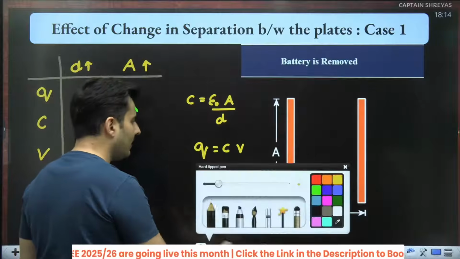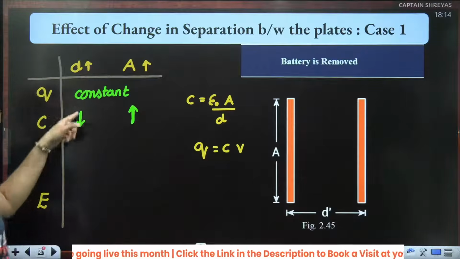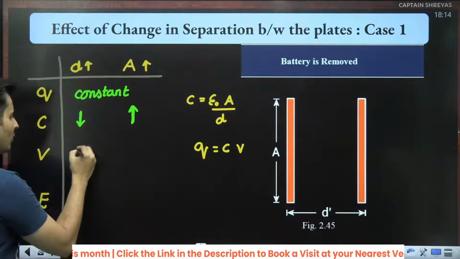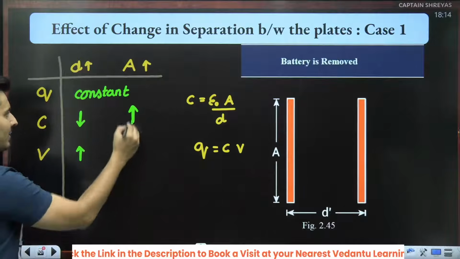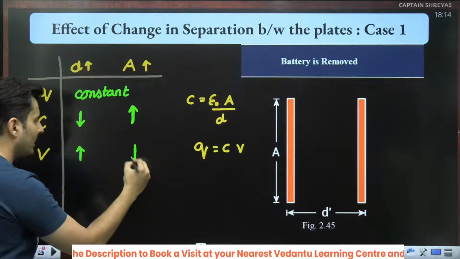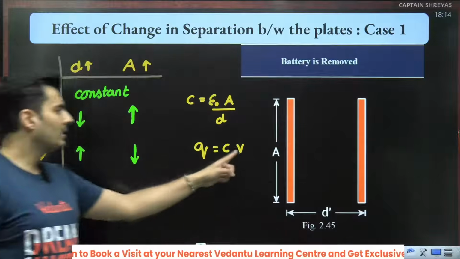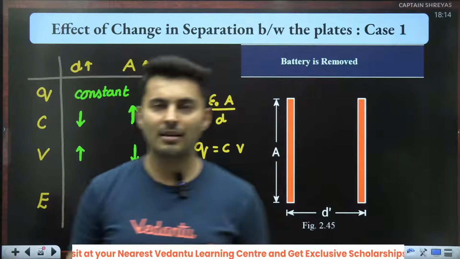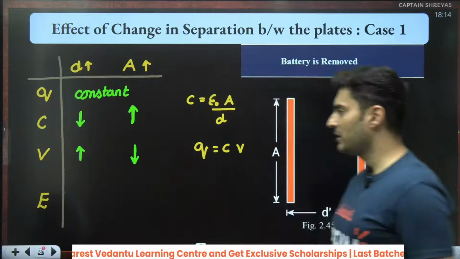So it is inversely related to each other. Hence, here if capacitance is decreasing, voltage will increase. Here if capacitance is increasing, voltage will decrease. Exactly inversely proportional to each other, because charge is remaining constant.